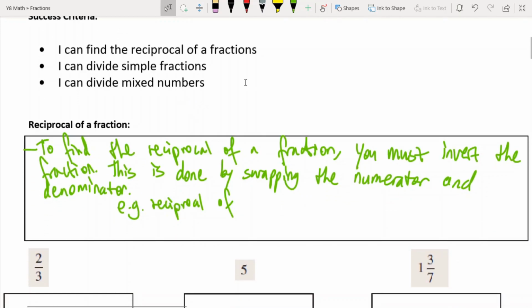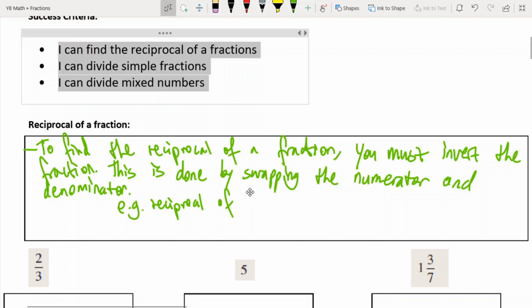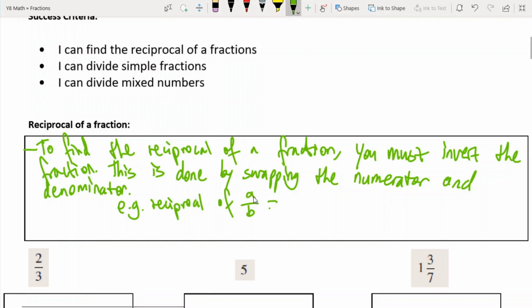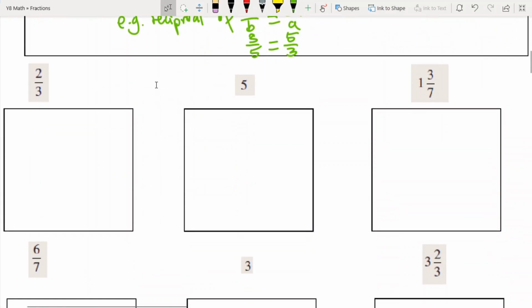Alright, so we're going to start off with finding the reciprocal of a fraction. To find the reciprocal of a fraction, you must invert the fraction, and this is done by swapping the numerator and the denominator. So for an example, the reciprocal of, let's say, a over b would be b over a. So we're just flipping it, swapping the numerator and the denominator. Let's also try 3 over 5. The reciprocal of that will just be 5 over 3. So that's pretty straightforward. Hope you guys are all following along.